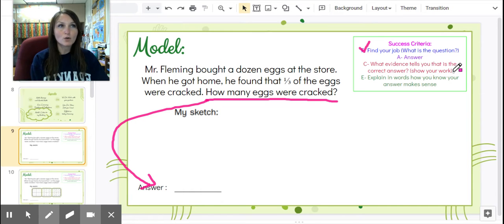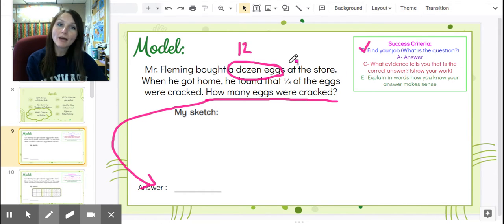I need to be able to show my work. What's my evidence? So let's look at the important parts in the question. There's Mr. Fleming. He bought a dozen eggs. Well, what does a dozen eggs look like? What's a dozen mean? Oh yeah, a dozen means 12. If you didn't know that, make sure that you learn that into your memory so that you know it in the future, because that's something you'll probably see in future number stories.